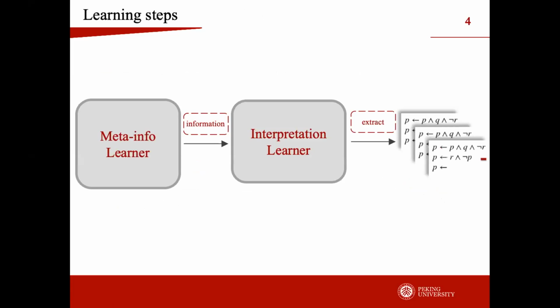In our model, we use two different steps to learn symbolic logic programs. The first step is the meta-info learner, and the second step is the interpretation learner. The connection between the two learners is that the meta-info learner generates meta information. This information will reduce the search space for the interpretation learner. In the final step, we can extract the symbolic rules from the interpretation learner.